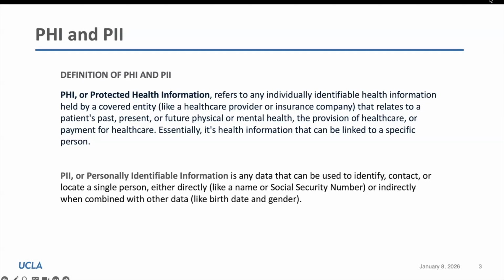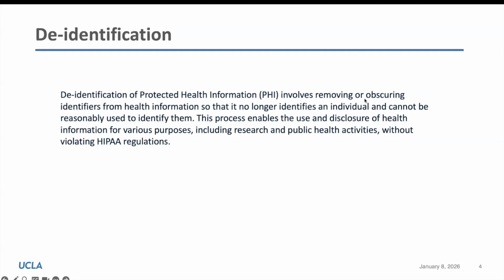So de-identification of protected health information is the act of removing or obscuring identifiers from health information so that it's no longer able to identify an individual. The process enables the use and disclosure of health information for purposes like research and public health activities without violating the HIPAA regulations.